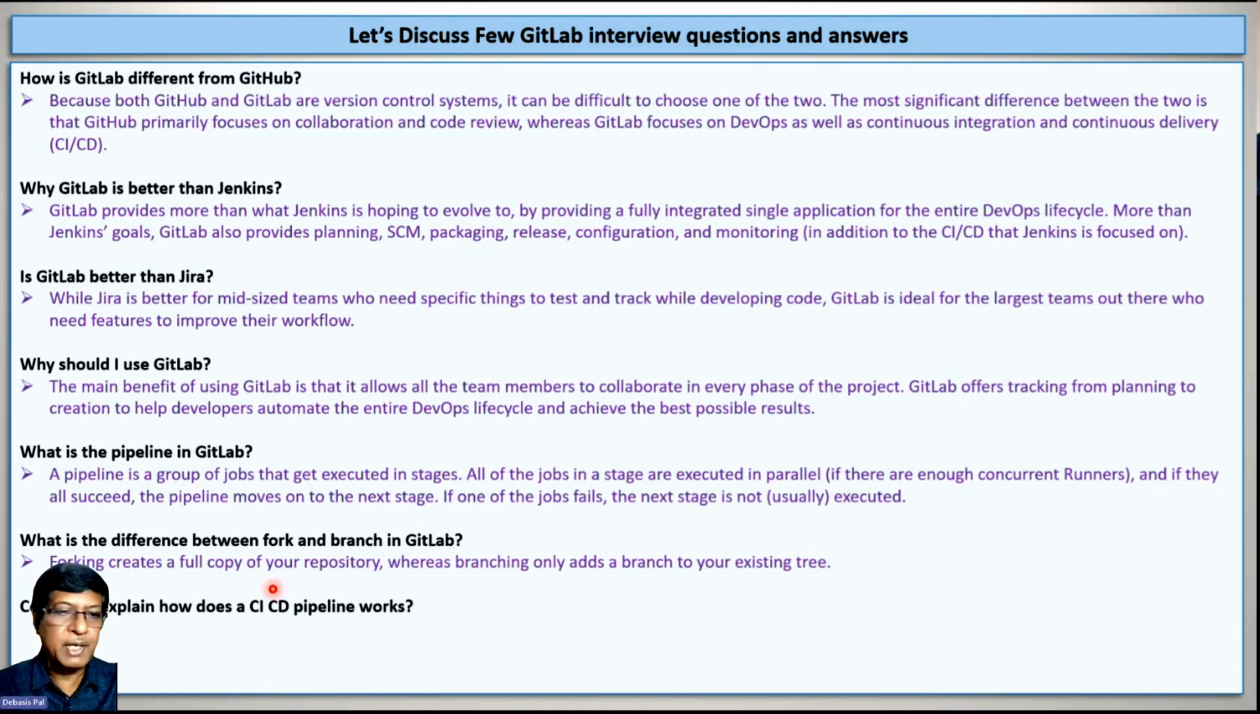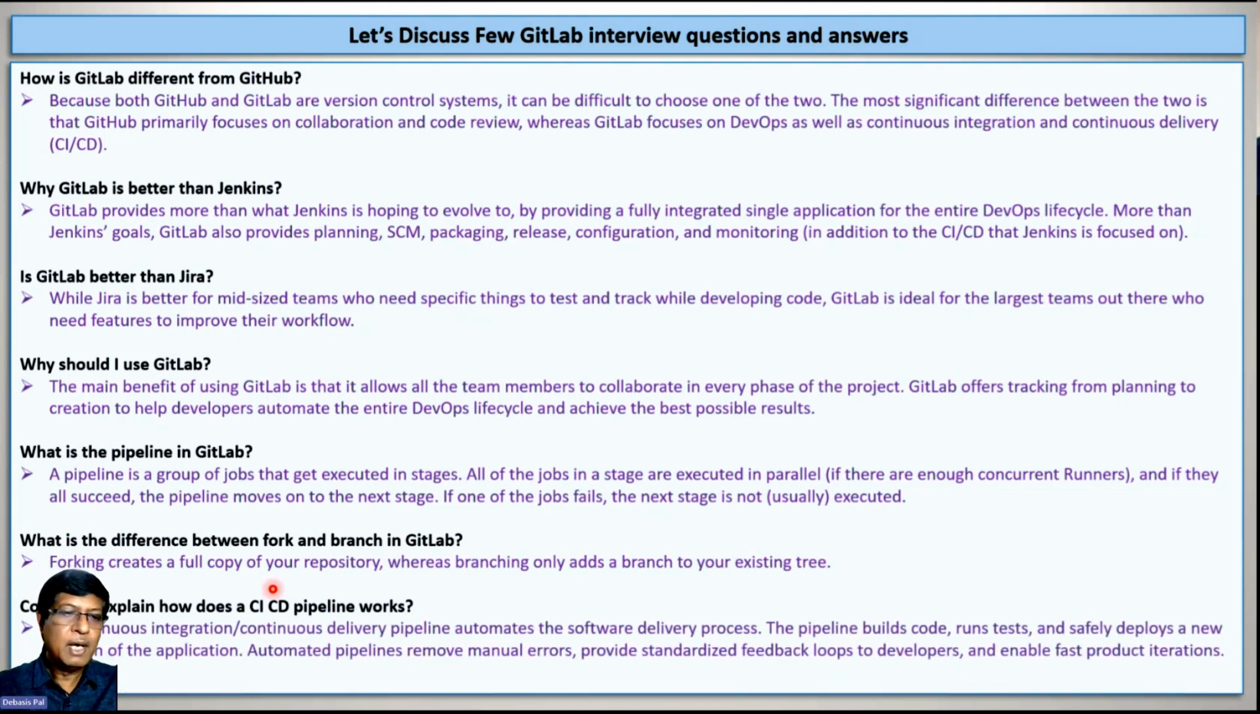How could you explain how the CI/CD pipeline works? Again, I will not waste any time. A continuous integration, continuous delivery pipeline automates the software delivery process. That is the buzzword, automation. You must mention this term, automation. Why do you create a CI/CD pipeline? Because I want to automate the execution of the jobs. That is one thing.